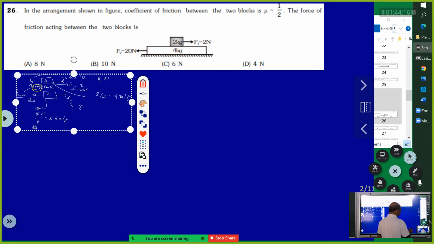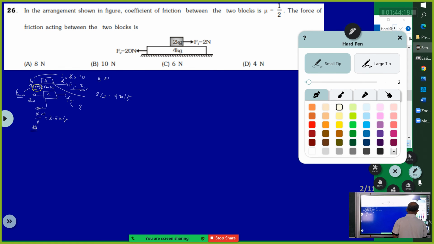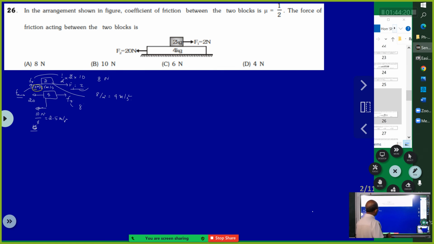Okay, we started off like this, and we are ending up with some confusion. So let's start like this. Now assume that both of them are moving together. Then what is the net force acting on the system? The net force acting on the system will be 20 minus 2, which is 18.